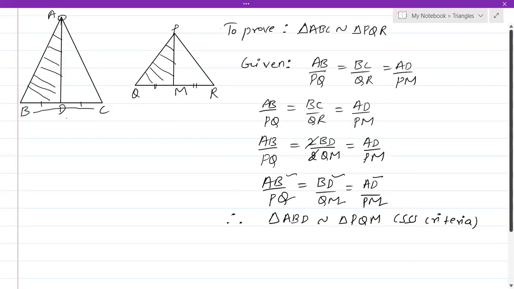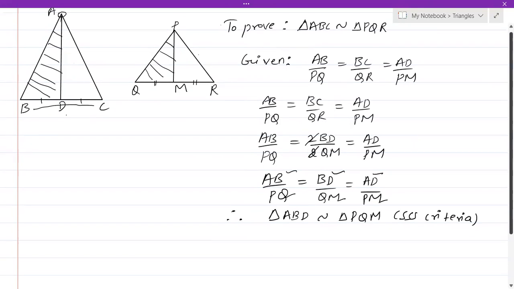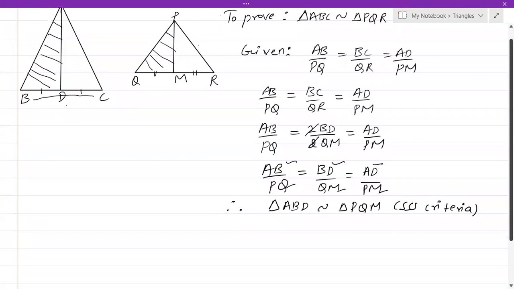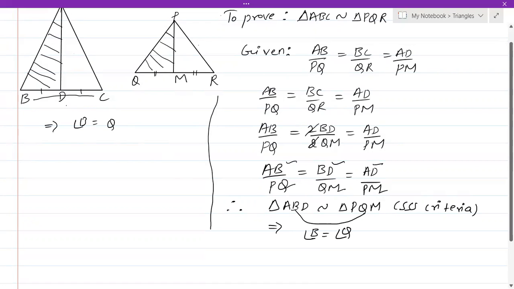But what we have to prove is that the bigger triangle is similar to the other bigger triangle. So let me continue here. If 2 triangles are similar, it implies the angles are equal, isn't it? So I can say angle B is equal to angle Q, because if two triangles are similar, corresponding angles are equal. Angle B is equal to Q. Let me take it as equation 1.